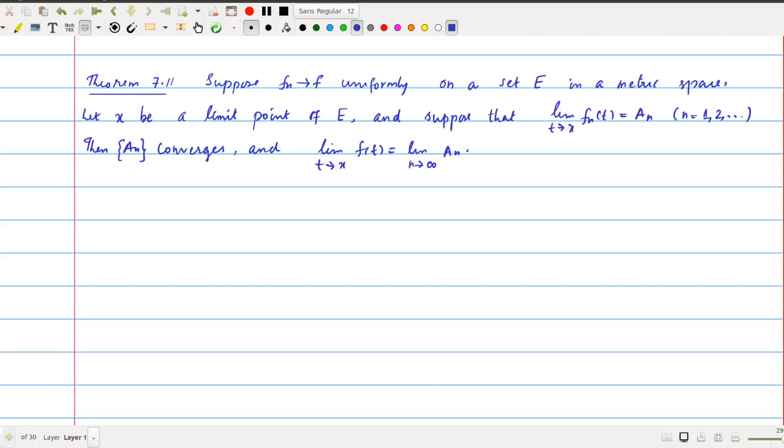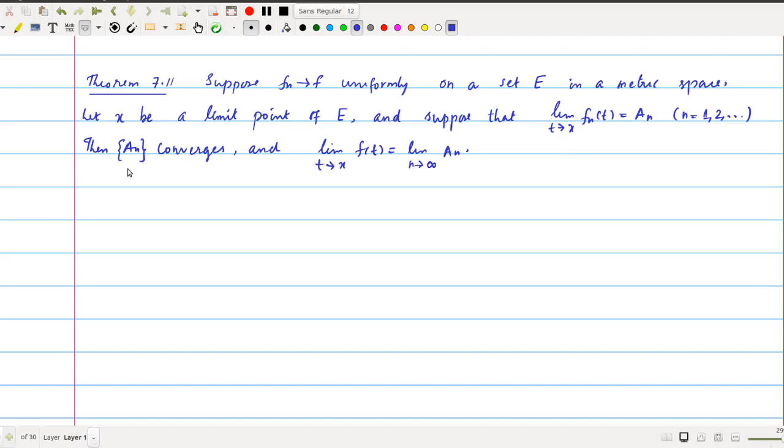This is the theorem. Suppose Fn converges uniformly on set E in a metric space. Let x be a limit point of E, so that means there is a sequence which converges to this x. And suppose that limit t tends to x, Fn of t equals An. So we denote this limit exists and it is An.